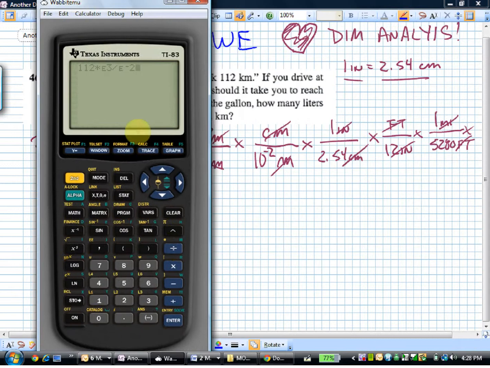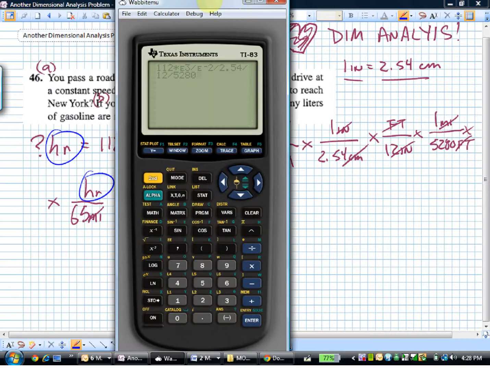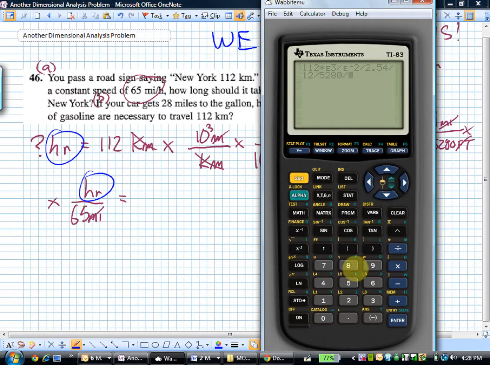Scoot the calculator out of the way. I'm going to divide by 2.54. I'm going to divide by 12. I know how much you love watching me do the calculation. Divide by 5,280. Divide by 65. And if I've done everything correctly, the calculator spits out lots of digits there.